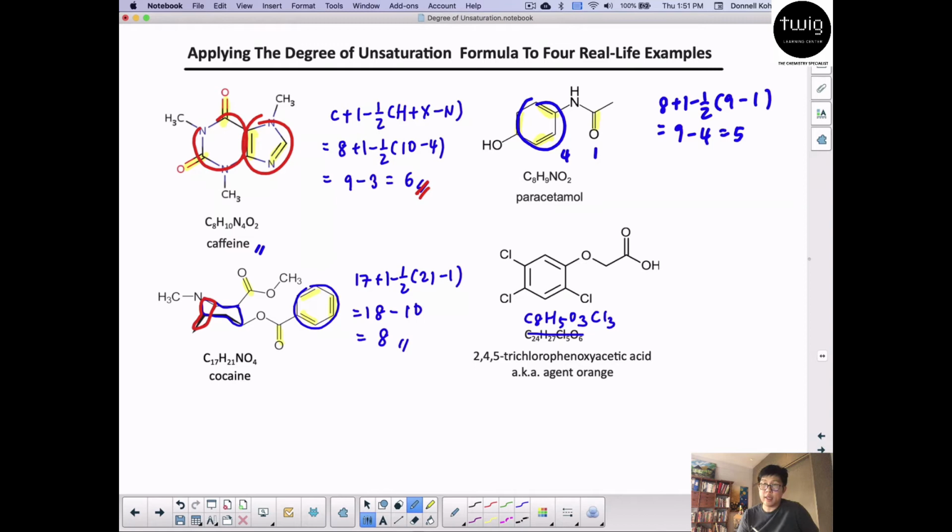All right, so let's see whether it works here. So carbon actually is 8 plus 1 minus half the number of hydrogen, which is 5. Okay, and there's halogen. Yeah, there are 3 halogen over here. So this works out to be 9 minus 4, so we get 5. Can you see that? So you notice why is it degree of unsaturation of 5? 1, 2, 3, 4, 5. All right, so it works.